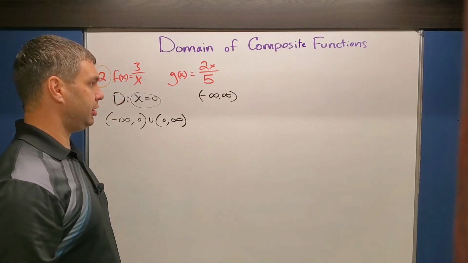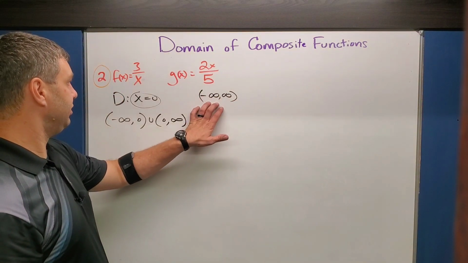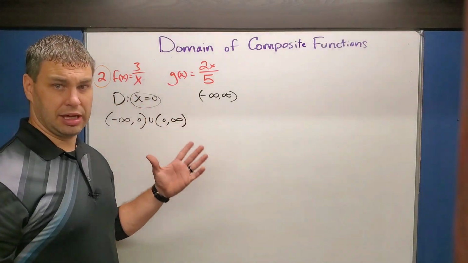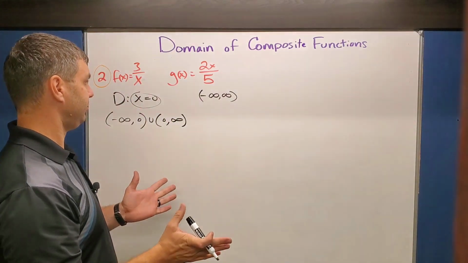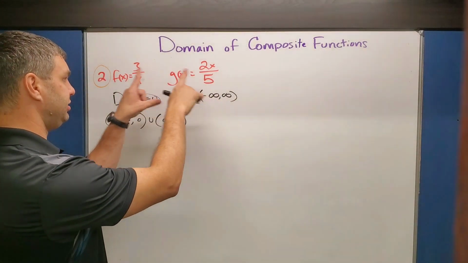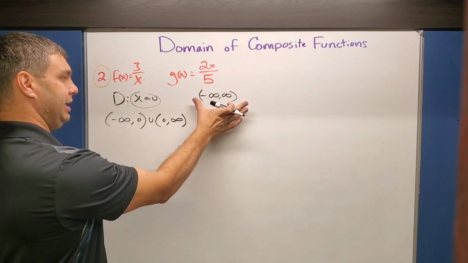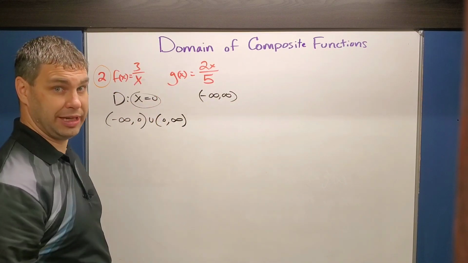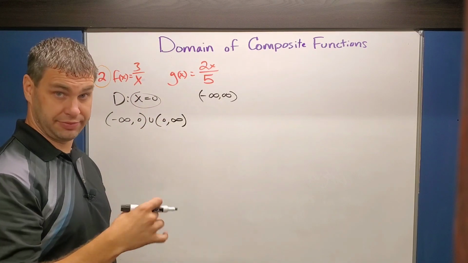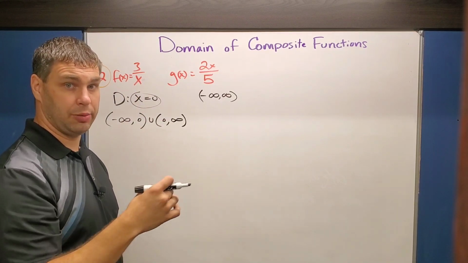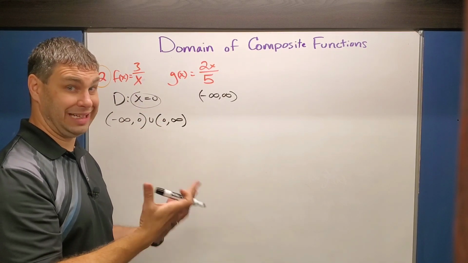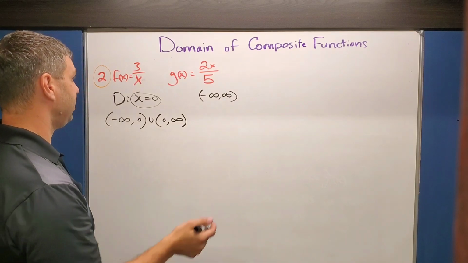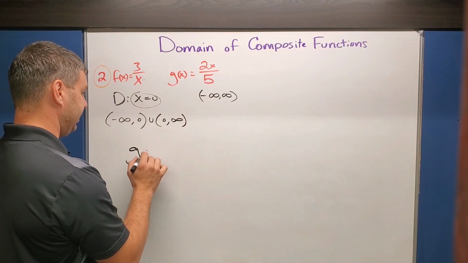Okay, so that said, if I were to plug the g into the f, is there going to be any trouble there? Well, not from the g standpoint, because there's no restriction for the g that's going to inhibit the domain of the f of g of x. However, f of g of x by itself might have some restriction on it. So let's plug that in and see what happens.